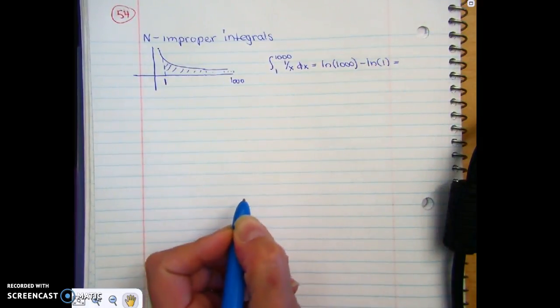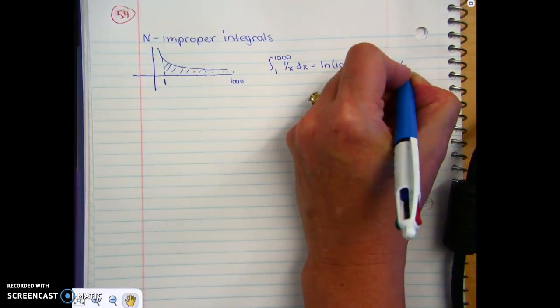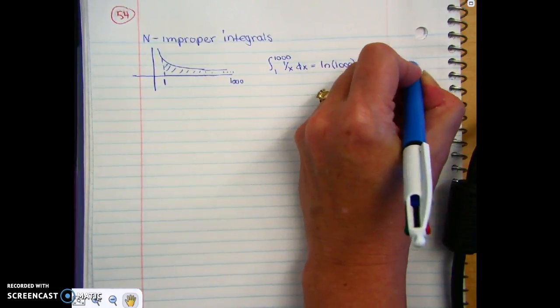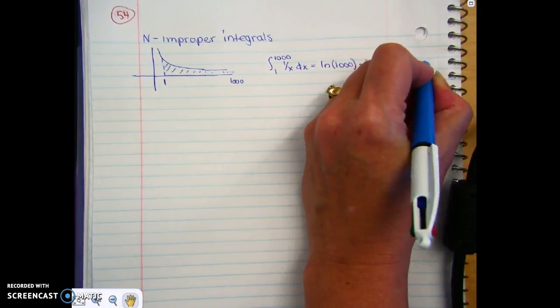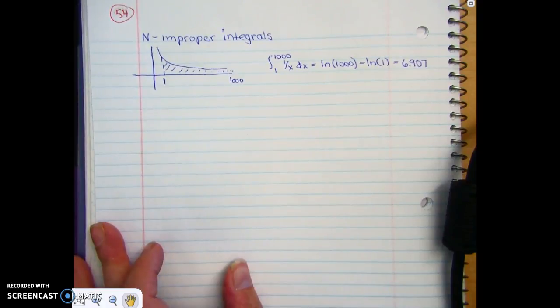And you know the ln of 1 is 0, so what's the ln of 1,000? You got that over there for me, Colin? 6.907. Oh, I guess I probably knew that. All right.